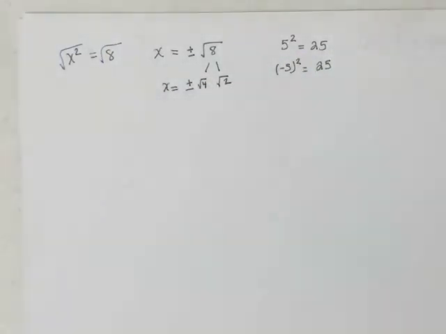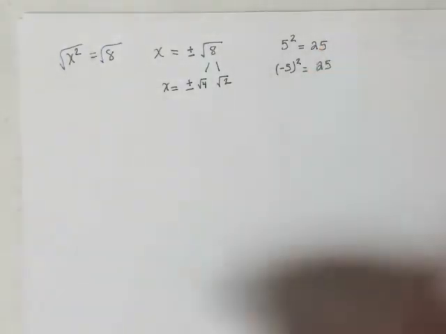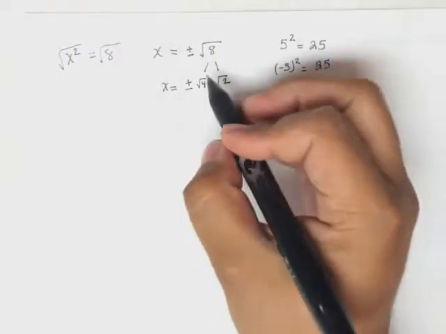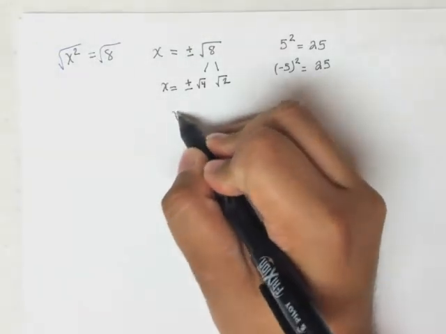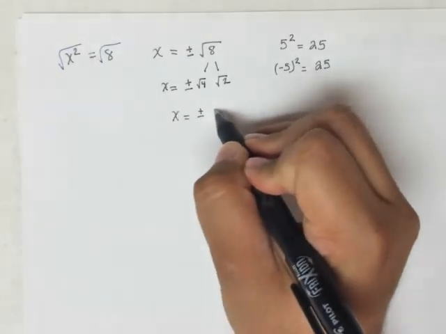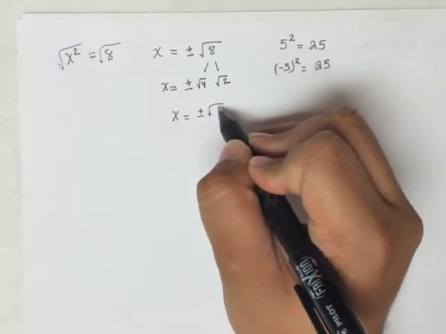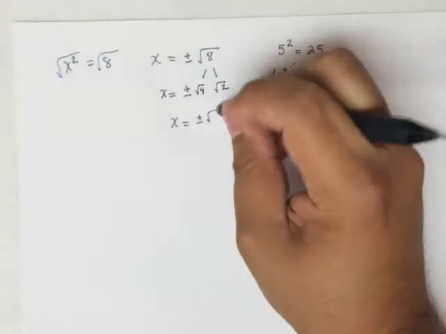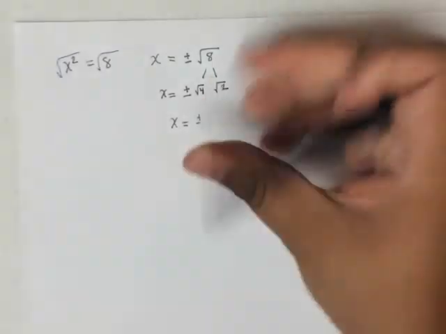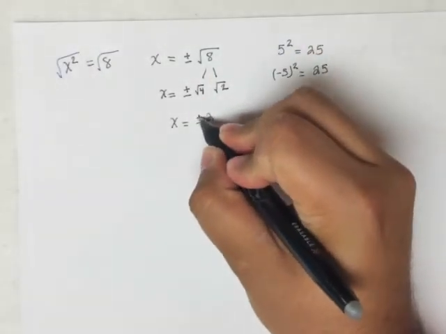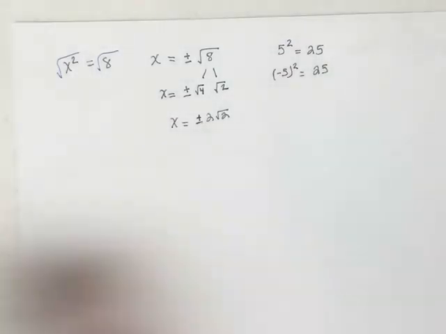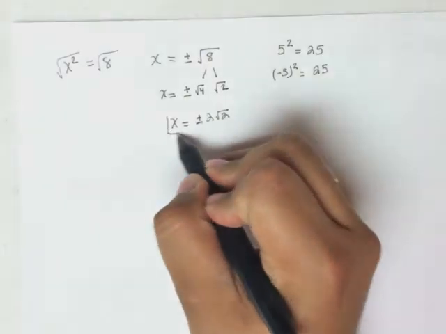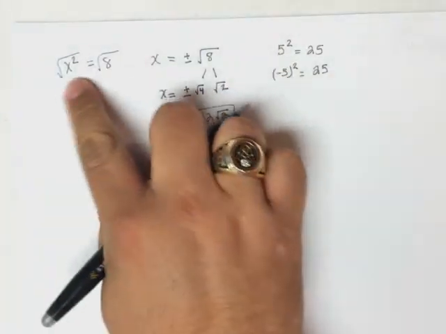Well, since 4 is a perfect square, I can take this one step further and say, well, the square root of 4 is 2. So I can say then x equals plus and minus 2 square root of 2. So this is our answer here if we apply the square root property to the following equation. All right.